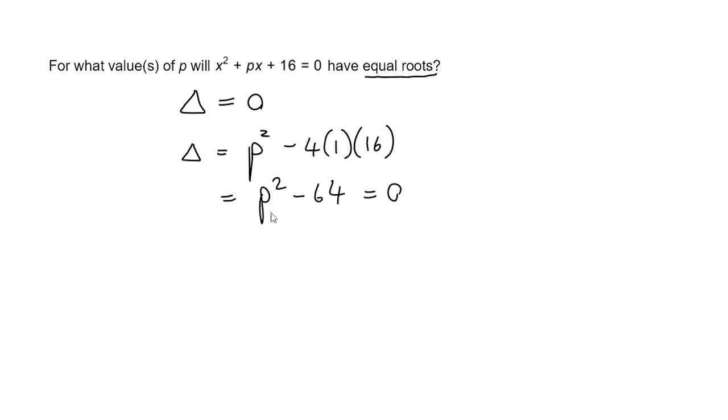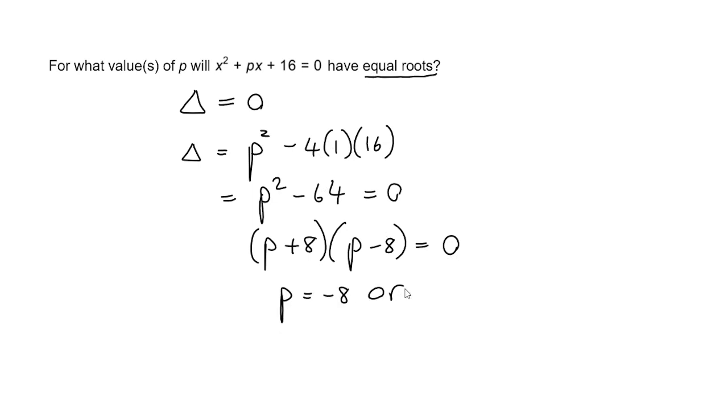Right? And just be careful, if you add 64 to both sides and then square root, that you remember to have the plus or the minus. In fact, this actually factorizes: p plus 8, p minus 8. And we will have equal roots in this equation if p is negative 8 or 8. Right. They will also obviously be rational. Okay. So they'll be equal and rational.